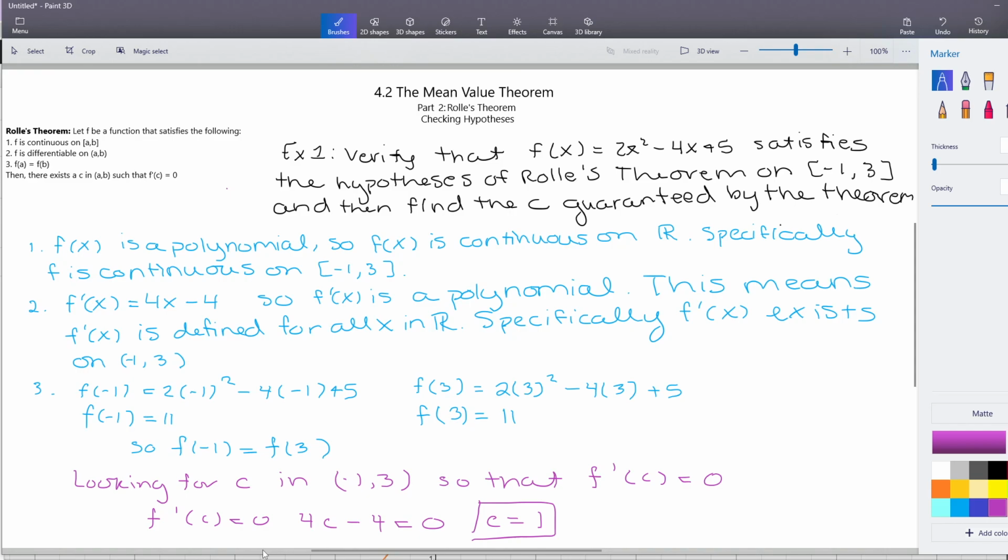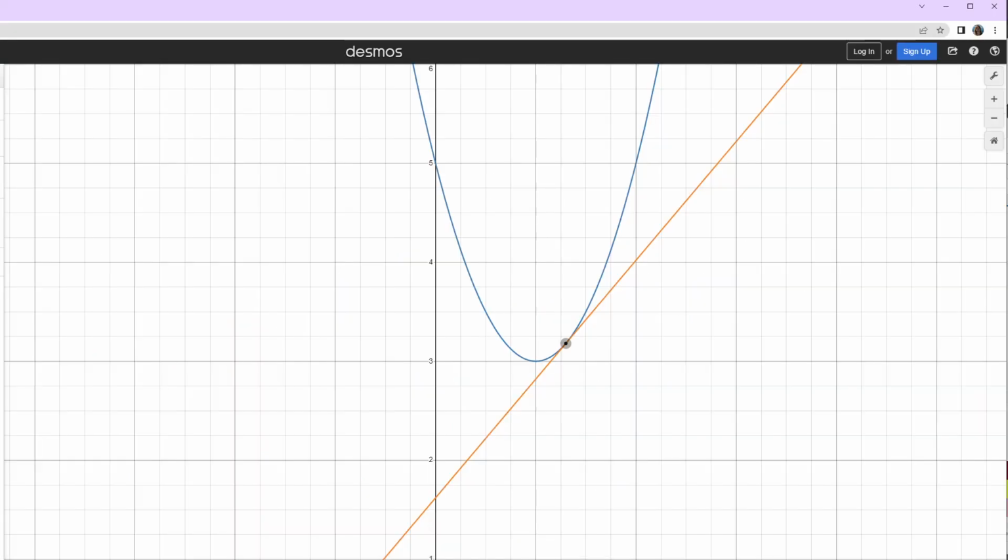Now let's take a look at what's going on graphically in this example. We want to look at this function 2x squared minus 4x plus 5, and we want to see where the derivative is 0. Visually, we are looking for the place where there's a horizontal tangent line. Our function 2x squared minus 4x plus 5 is the blue parabola, and we are looking for a place where the tangent line is completely horizontal.